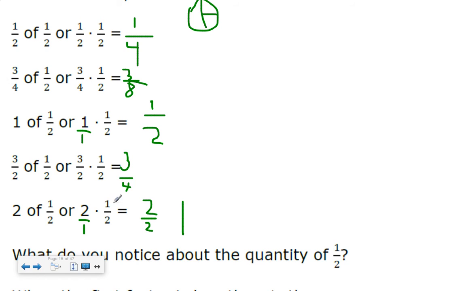But when you multiply by a number that's greater than 1 whole, such as 3 halves and 2, the original number gets larger. So again, how do you multiply fractions? You multiply the numerators and you multiply the denominators. Sometimes you can turn it into a mixed number, sometimes you can simplify.